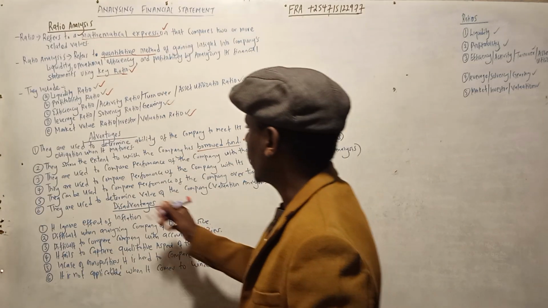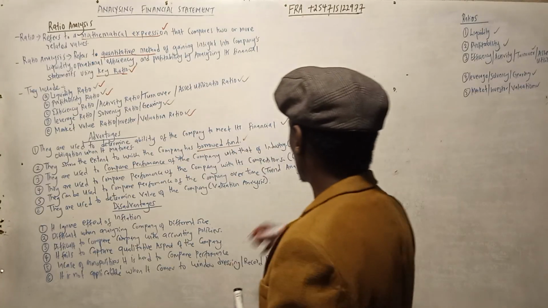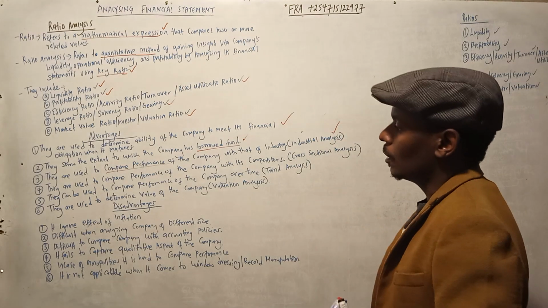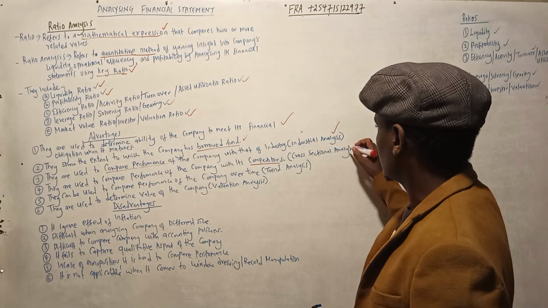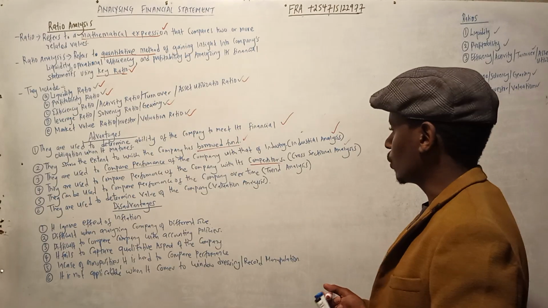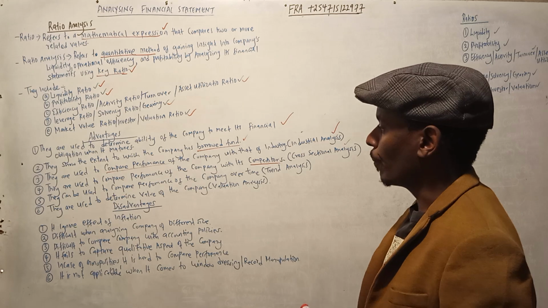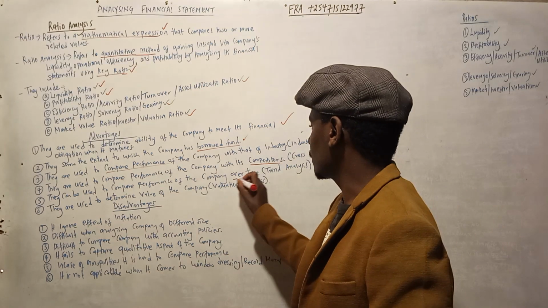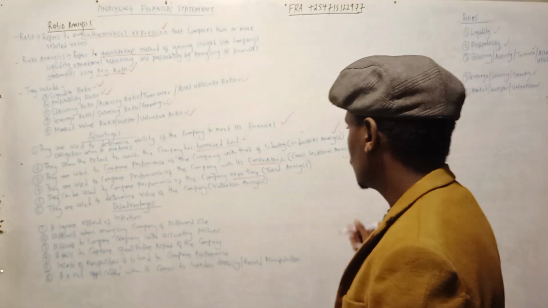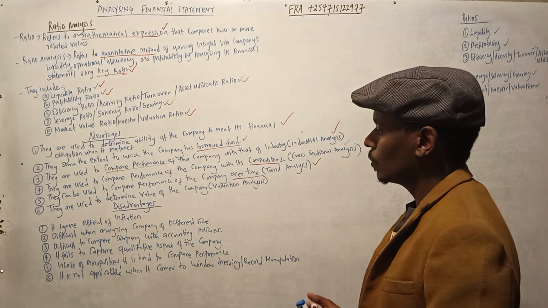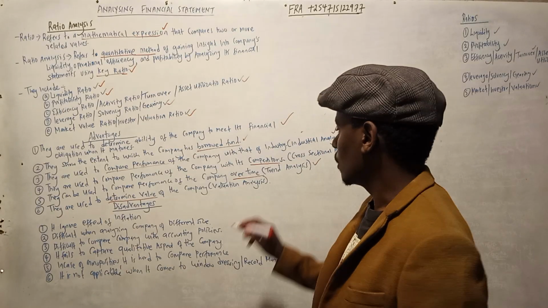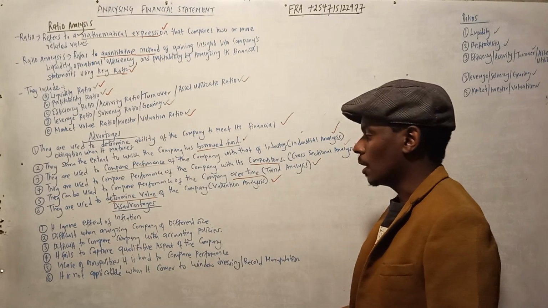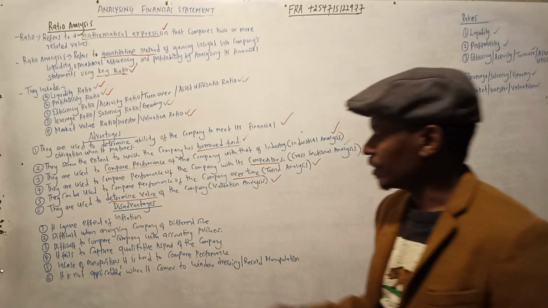It can be used to compare performance between companies. That's what we call the industry analysis. It can also be used to compare a company with its competitors. That is the cross-sectional analysis. Then it can be used to compare performance of a company over time, from one period to another. That's what we call the trend analysis. Then it can be used to determine the value of the company. That is what we call the valuation analysis. Then you have the disadvantages.